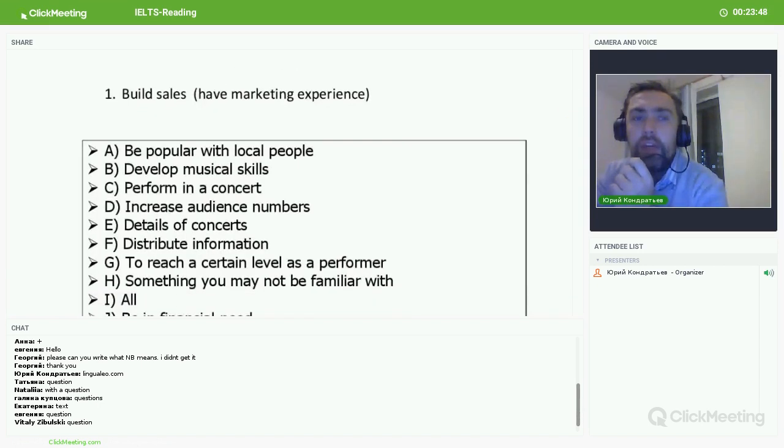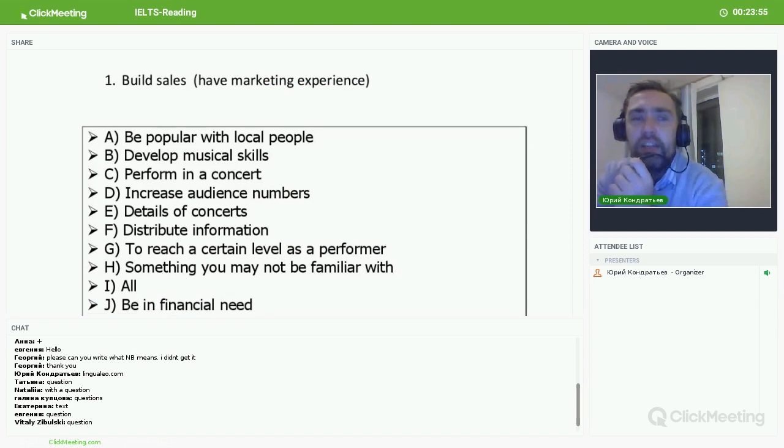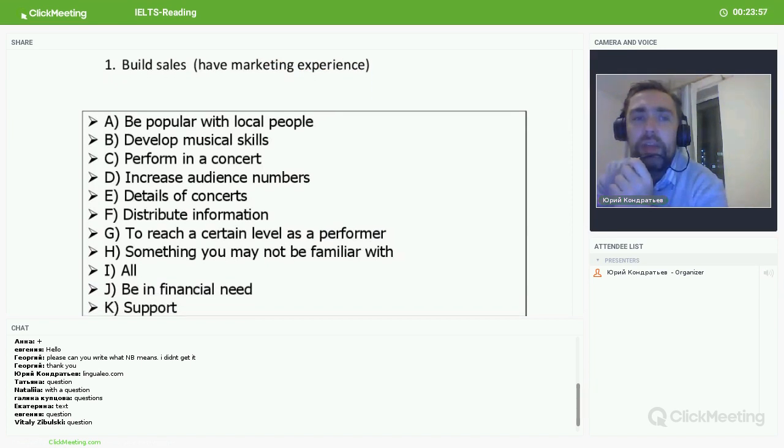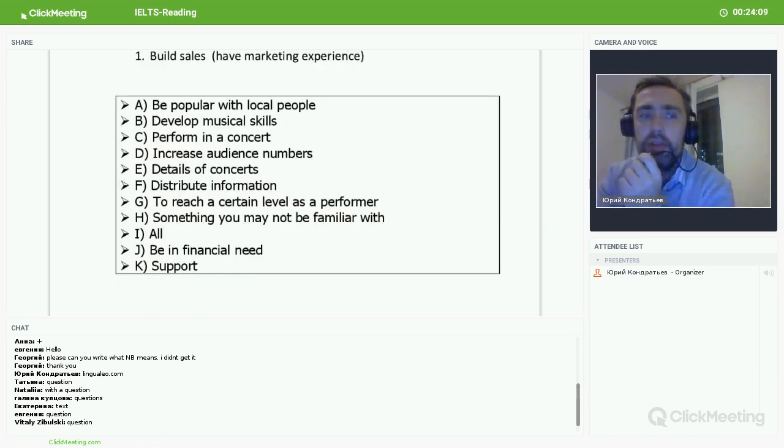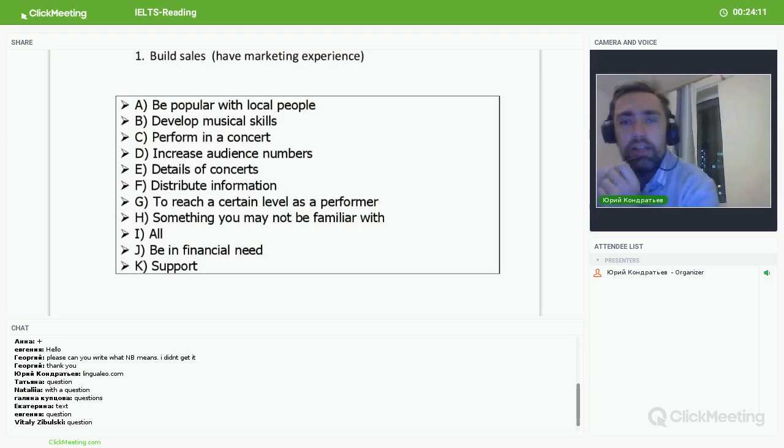You will have a keyword. It's number 1: build sales, have marketing experience. Ideally, the first one can take you a bit longer. Let's make it a bit small, just a bit. Just 1 second. No, it should be still smaller. Okay, so that's like this.